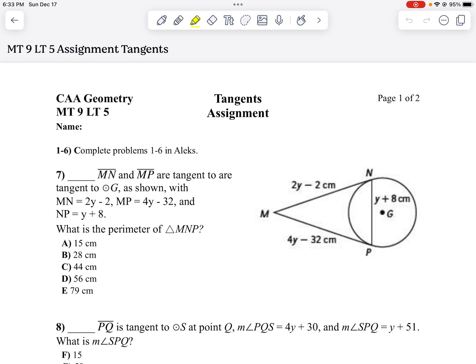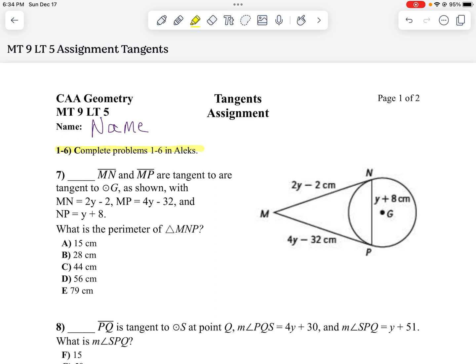Let's take a look at your LT5 assignment from MT9. Don't forget to put your name on your assignment. Questions 1 through 6, make sure you complete those in ALEKS either before or after you do the paper assignment.